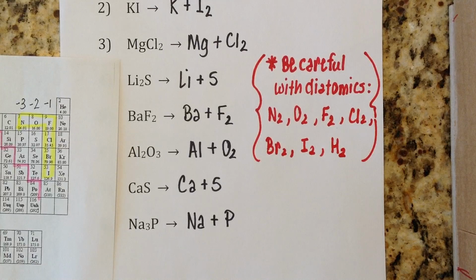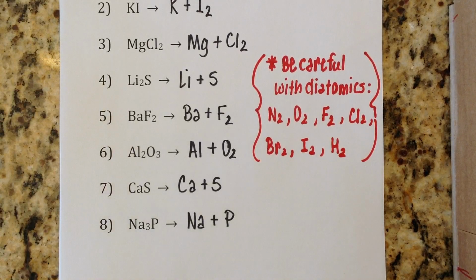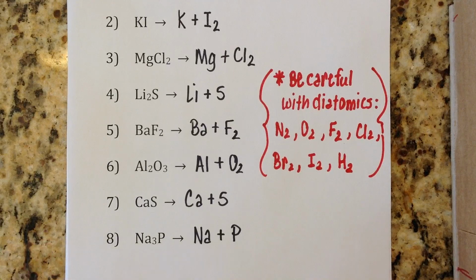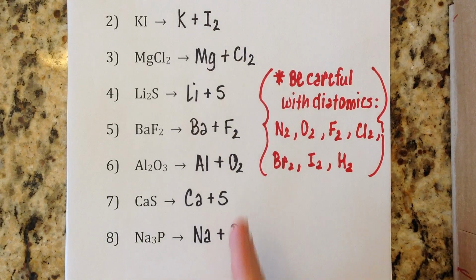So binary decompositions are simply a metal, non-metal combination. You literally just pluck it apart, being careful to put a 2 with any diatomic gas. Now I do want to point out too, these are not balanced. We are just today focused on predicting the products of the reaction. When we are actually using these in other problems, we'll be sure that we balance them first. But for right now, we are simply writing down the chemical formulas.